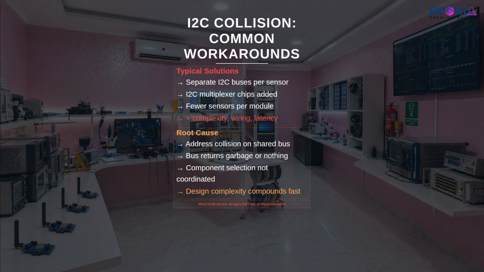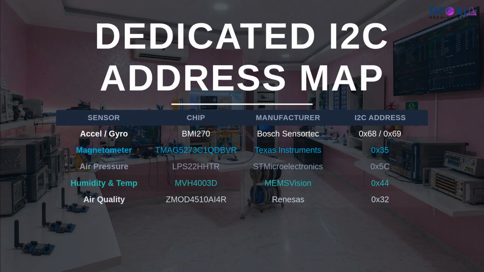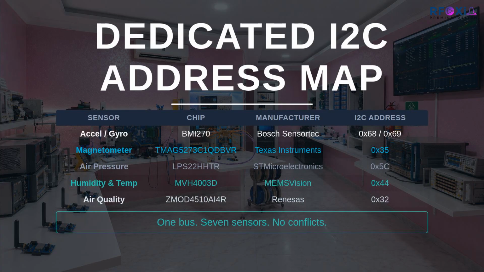There is no multiplexer, there is no address remapping, there is one I2C line, and all 7 devices speak on it without interference. This sounds simple, it required careful component selection. The BMI 270 from Bosch SensorTech is at a specific address. The TMAG 5273 from Texas Instruments is at a different specific address. The LPS 22HH from ST Microelectronics. The MVH 4003D from MEMS Vision for humidity and temperature. The ZMOD 4510 from Renesas for air quality. None of them collide. You connect 4 wires, power, ground, SDA, SCL, and all 7 sensors are immediately addressable.